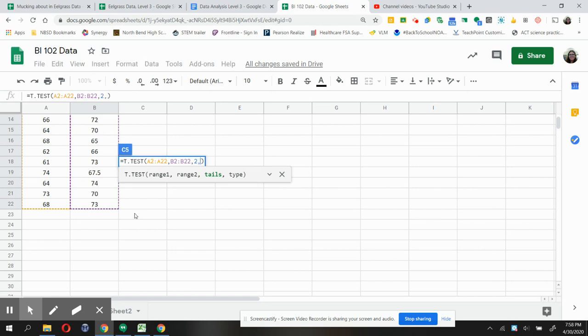And then we have to do the type. For the type, you're going to select type 2, which is the type of equal variance.